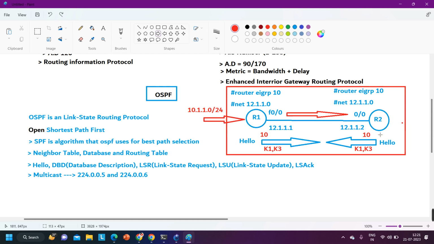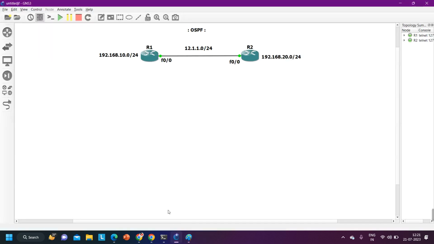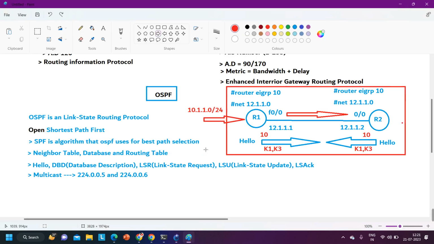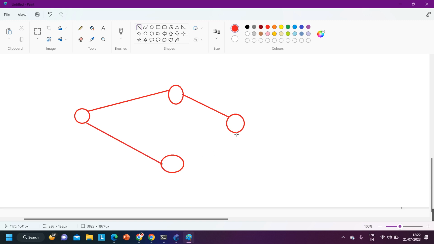Here routers are dependent on their neighbor only. There is no visibility of topology. See, if I show you the yesterday topology which I assigned you to perform as a task, this topology, router 1, router 2, router 3 and router 4. Yesterday you performed this lab. Yes or no? EIGRP. Yes.